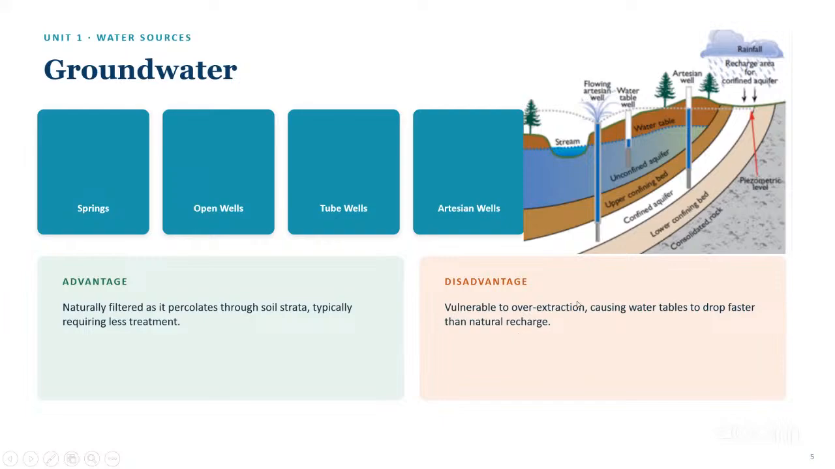to over extraction, causing the water table to drop faster than natural recharge. And sometimes pollution also takes place if any chemicals are present on the surface of the earth. These chemicals slowly travel through the particles and enter into the groundwater, causing groundwater pollution.